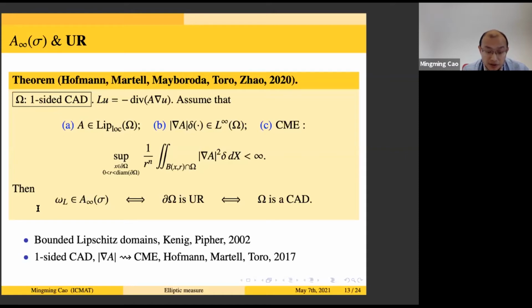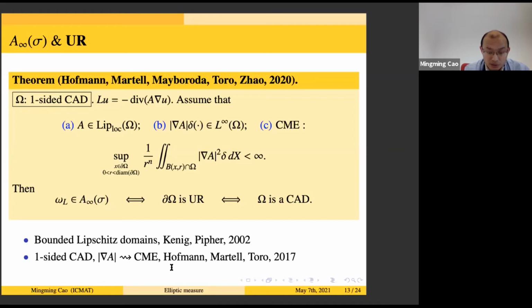The conclusion is corresponding to the harmonic measure case, and they also prove that the Carleson condition is sharp to guarantee the A infinity property. Actually, this result is a conjecture of Dahlberg, and Kenig and Pipher made the first attempt, made the first step on the bounded elliptic domain and gave an affirmative answer.